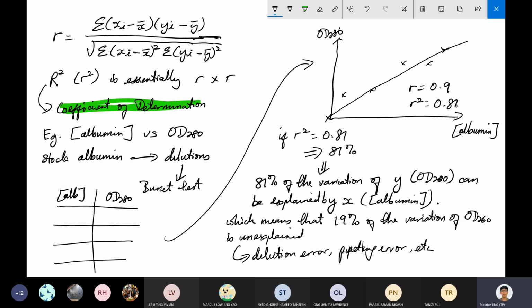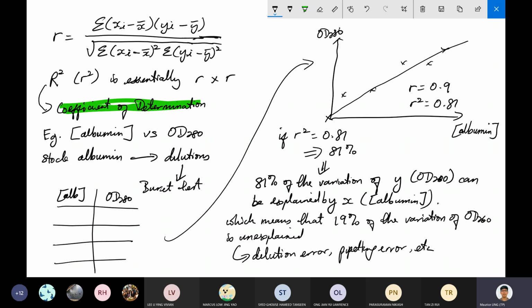That's why when we want to get R square as high as possible, let's say Jen's group does this experiment and your R square value is 0.95, that means 95% is explained. 5% can be all the other errors. And the other group, let's say you get only 0.9. So obviously the higher the R square, the better it is. So that is the concept of the whole thing.